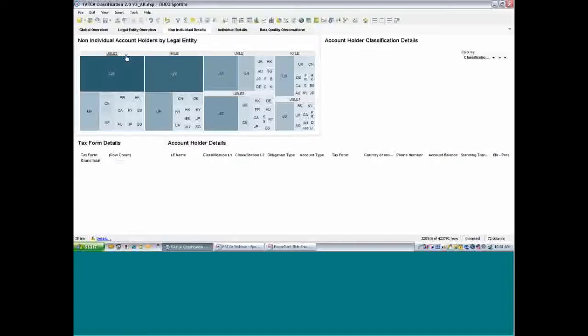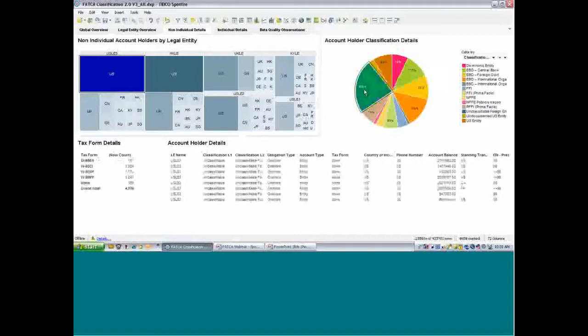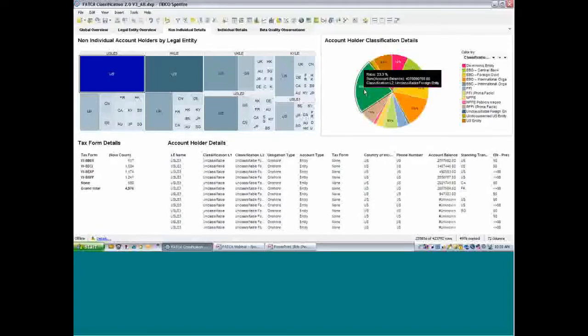So for our largest legal entity, the U.S. Legal Entity 3, the largest population of our clients is U.S.-based. Now here we have the detailed breakdown of the FATCA classifications, and we see that approximately 23% of our population is unclassifiable. So in this instance, unclassifiable means that we know they're foreign, but we don't know whether they're financial or non-financial. And that's a key distinction in FATCA, being able to split between financial and non-financial.